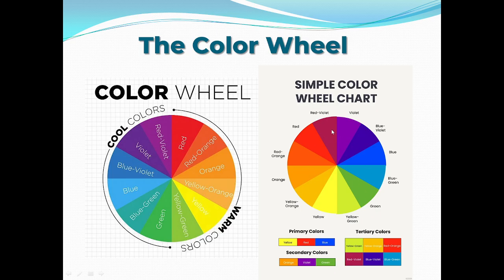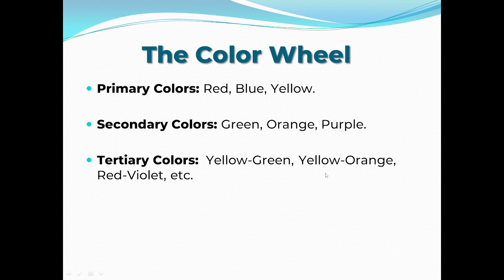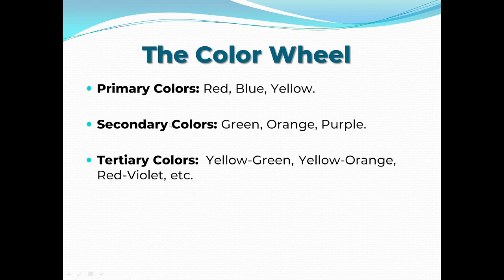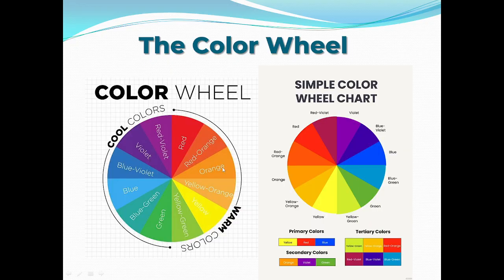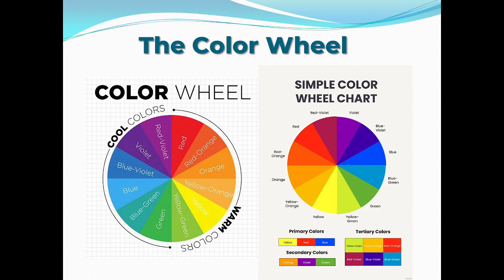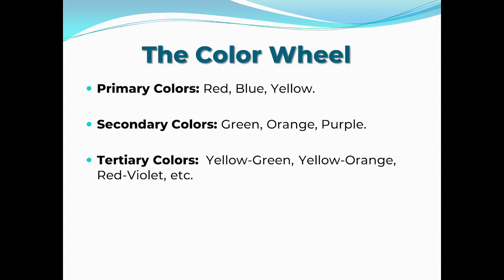So we've looked at primary colors, secondary colors, and tertiary colors. In our next video, we are going to be looking at what the color categories are. So we've looked at the color wheel and the classifications of colors on the color wheel. See you in the next video.